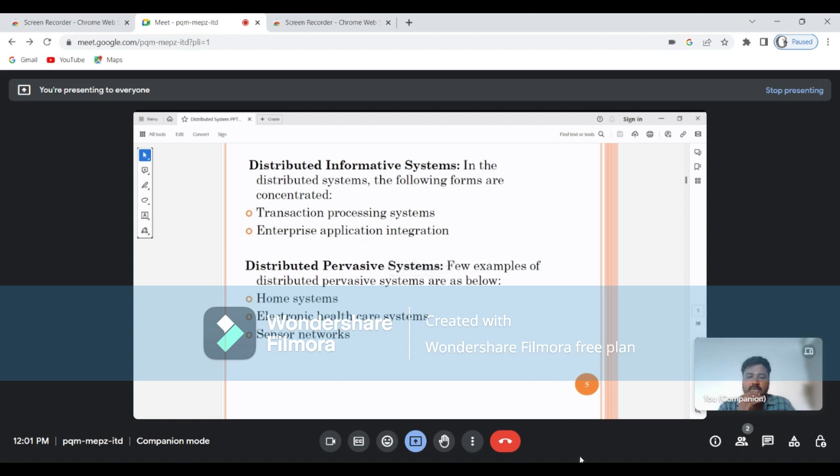The next one is the distributed pervasive system. This type of system is mainly meant for home usage and application-oriented system characteristics. For example, home systems, electronic healthcare systems, business-oriented systems, IoT-based systems, or sensor-oriented systems all come under the category of distributed pervasive system. So these are the three types of systems that we have discussed when we consider distributed systems.